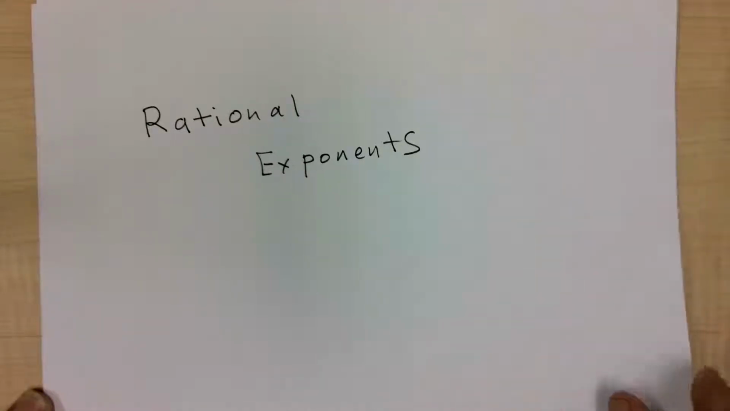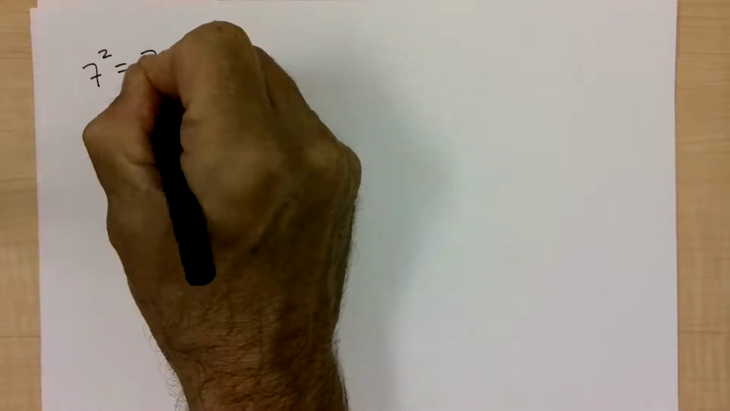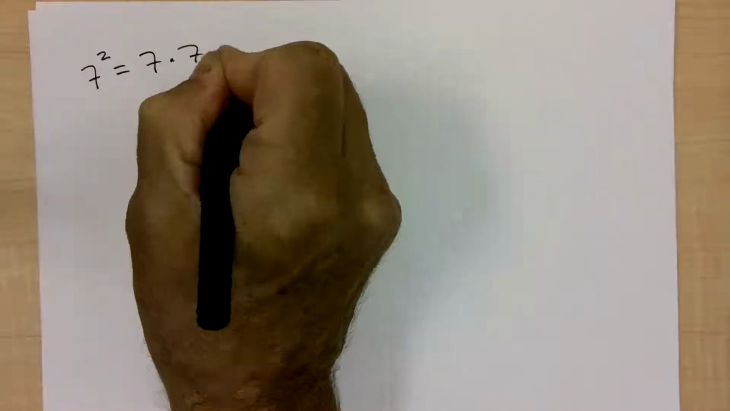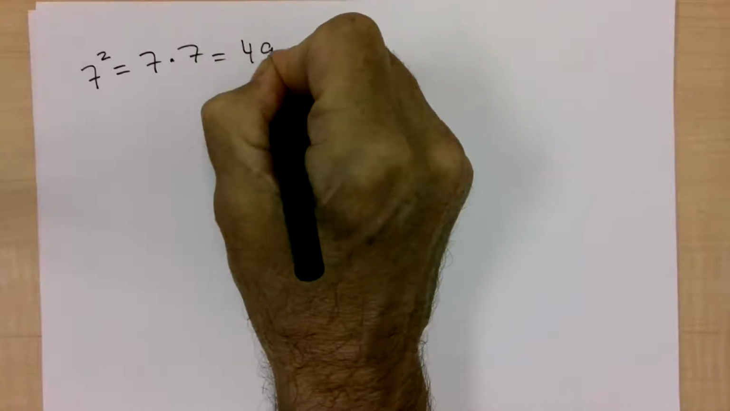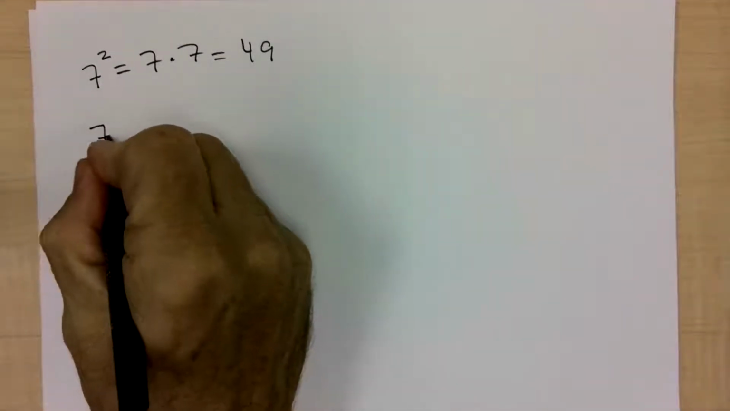So we know what 7 to the second power means. 7 to the second power means 7 times 7, which is 49. So what would 7 to the 1/2 mean?